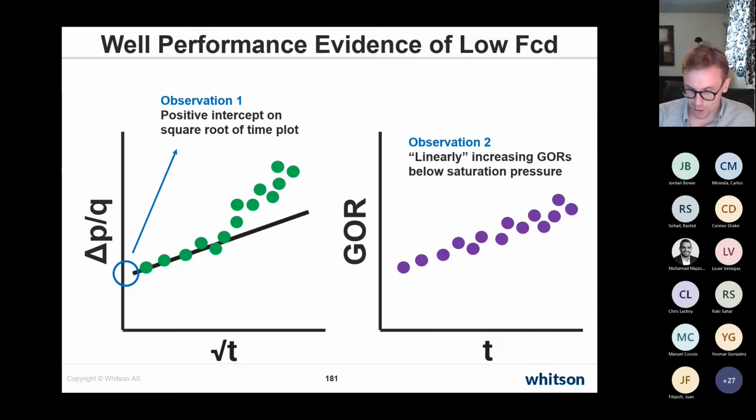Is there anyone else on the call who has had to lower their FCD in their models to get good history matching fits? Okay, that's good.